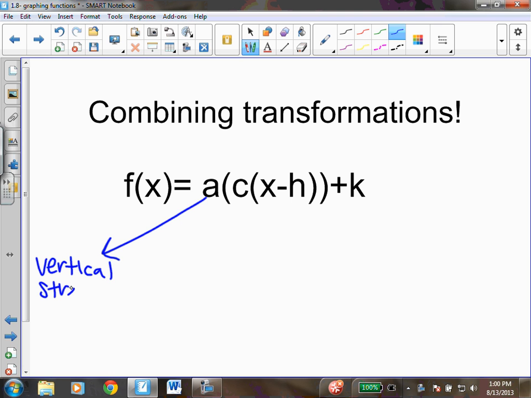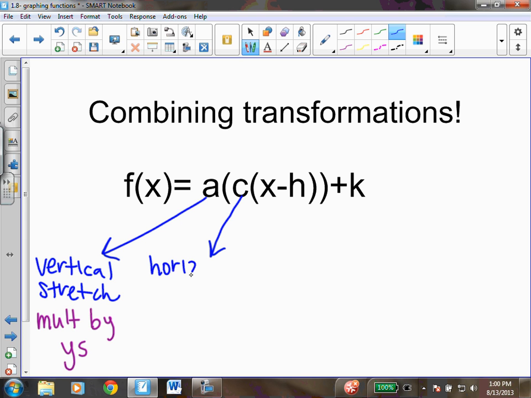stretch. Remember, you multiply that number by the y's. A number being multiplied on the inside of the function represents a horizontal stretch. That number gets multiplied by the x's. And remember, it's the reciprocal that gets multiplied by the x's.